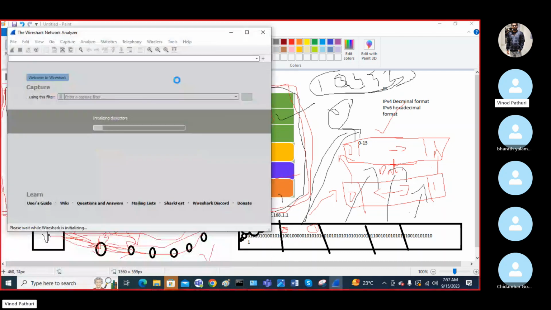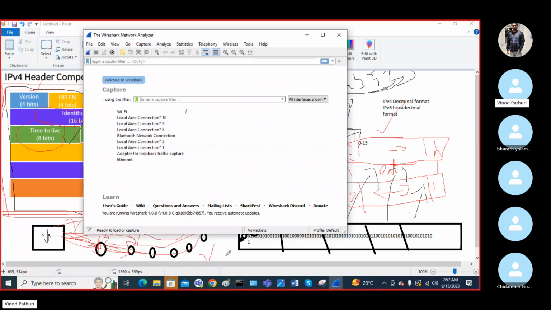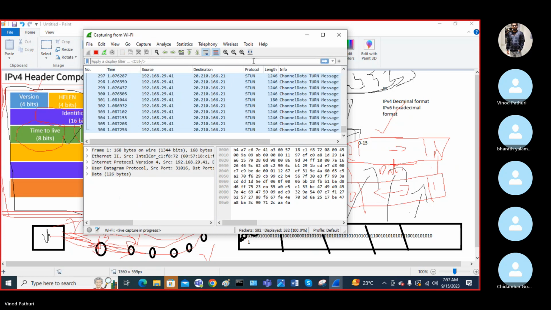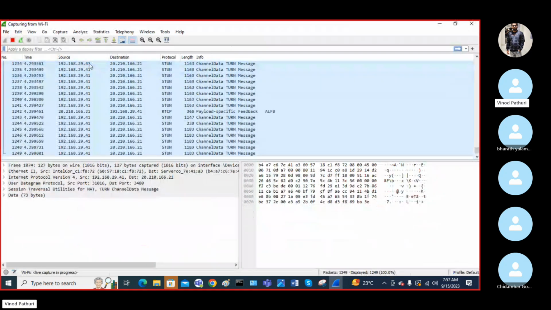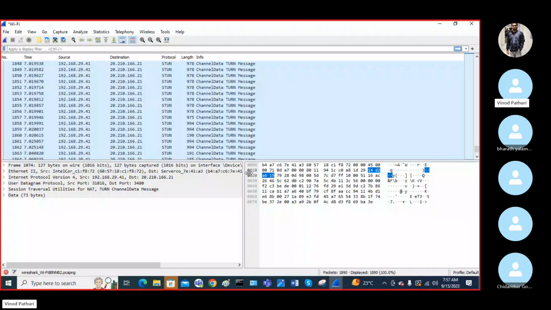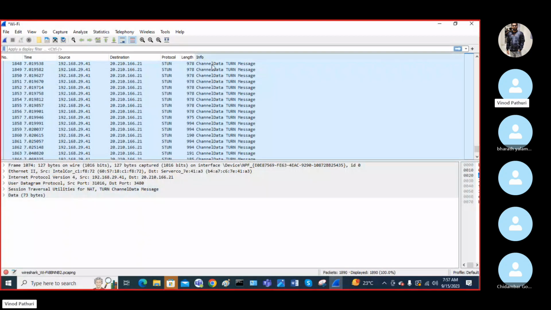I'm just going to show you this IP header in real time. Okay, right now I'm using the Wi-Fi connection, right? So I'm just capturing the traffic on my Wi-Fi. Okay, that's it. It is more than enough. You guys are able to see the Wireshark, right?